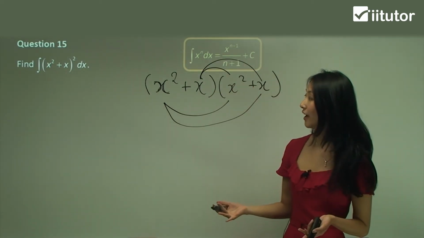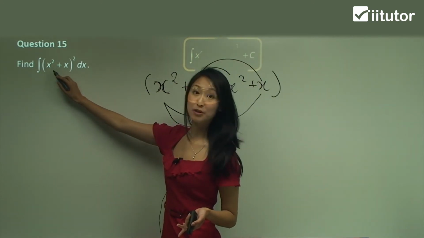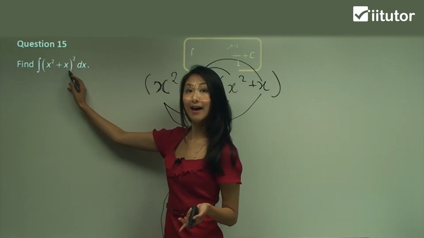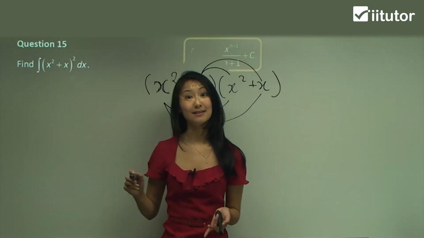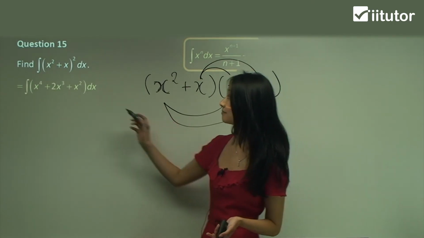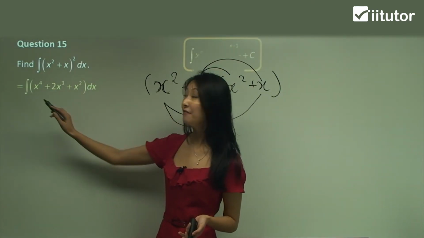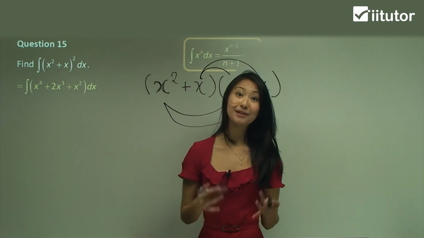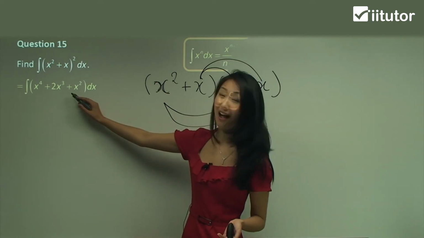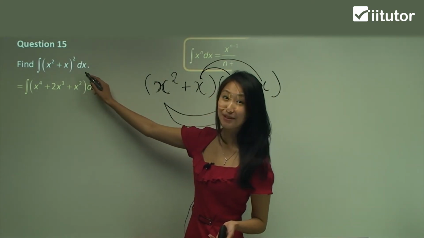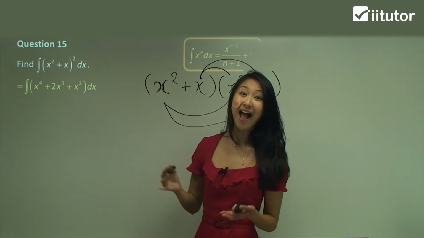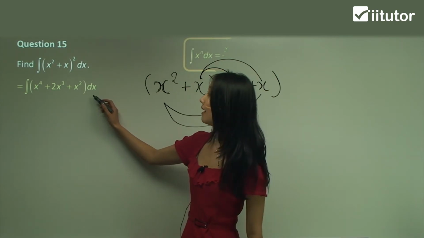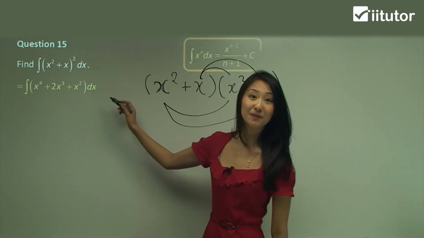Or some of you may have learnt what you do is just go x squared multiplied by itself here, plus 2 times x squared multiplied by that, plus x multiplied by itself there. Okay, so that's how we get x squared times by itself is x to the power of 4. X squared times x gives us x cubed, and remember it's 2 times that, so you have 2 times x cubed here, and then x multiplied by itself, which gives you x squared. And that's how we get to this stage here, which is the integration of x to the power of 4 plus 2x cubed plus x squared dx.